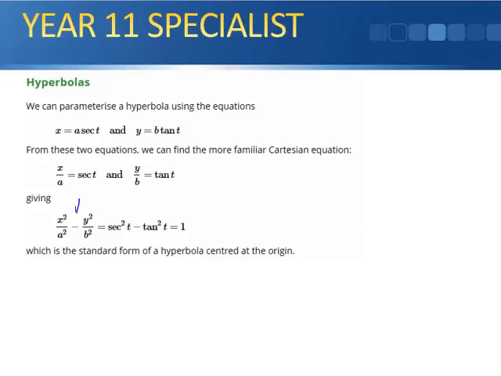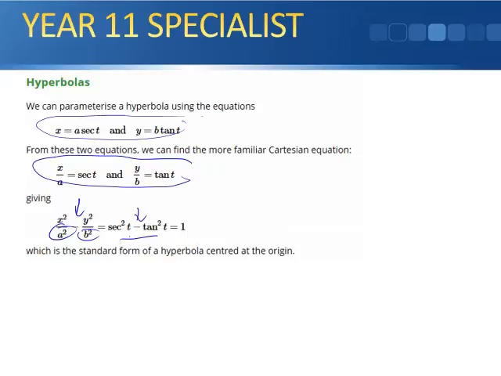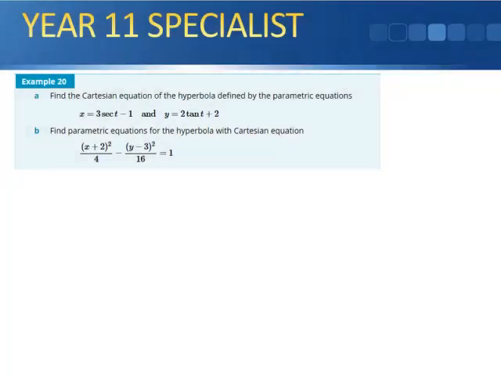Hyperbolas, similar thing, there's a minus in there, squared down the bottom here, still using the rule, but it's negative this time, and it's sec squared t minus tan squared t equals 1. We'll need this, and that is the same. So, example 20. Find the Cartesian equation of a hyperbola defined by the parametric equation.